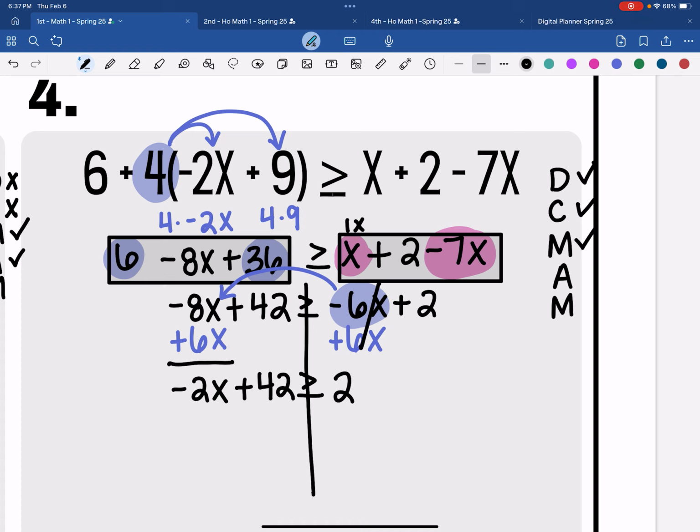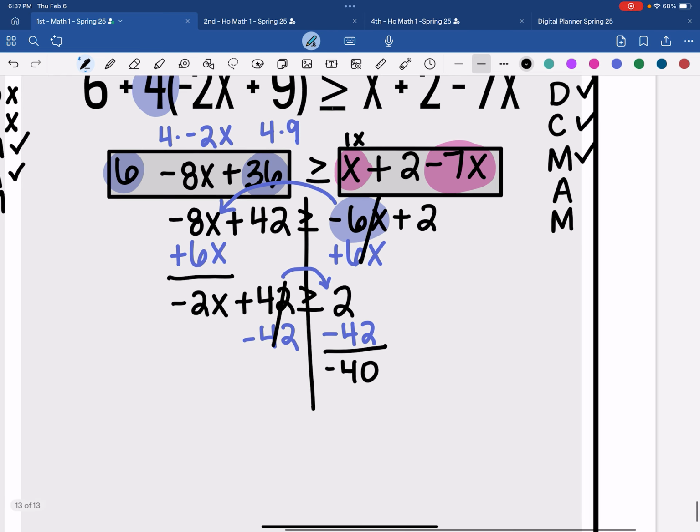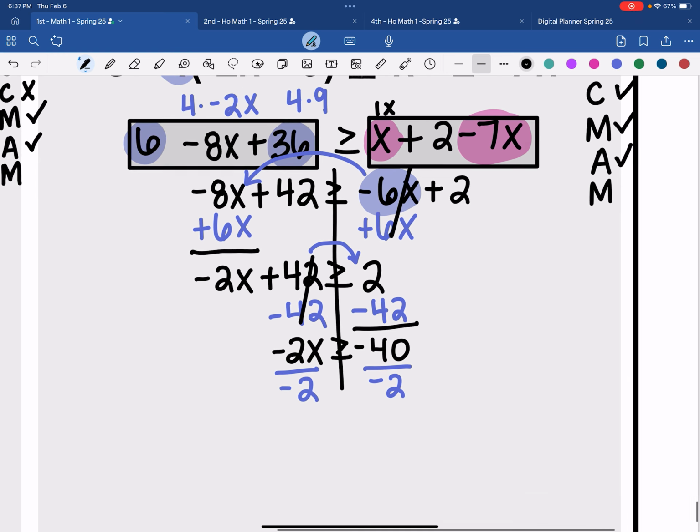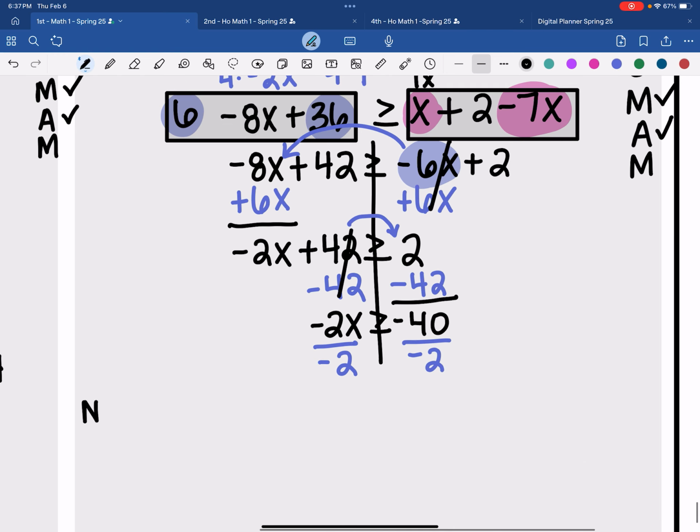All right, and now we're just going to add, subtract. So we're going to move that 42 back to the right. So we're going to subtract 42. All right, so we combine that. So 2 and negative 42 is going to give me negative 40. And bring down the negative 2x. And then the last step is to multiply or divide. Now we're going to divide by negative 2. So this again, where we ask ourselves, we have a negative 2 that we're dividing by at the very last step.